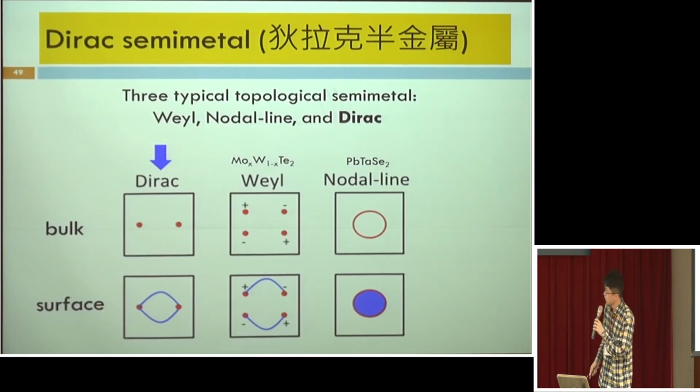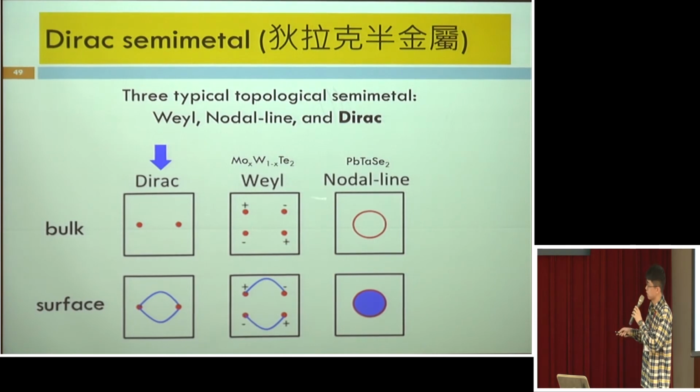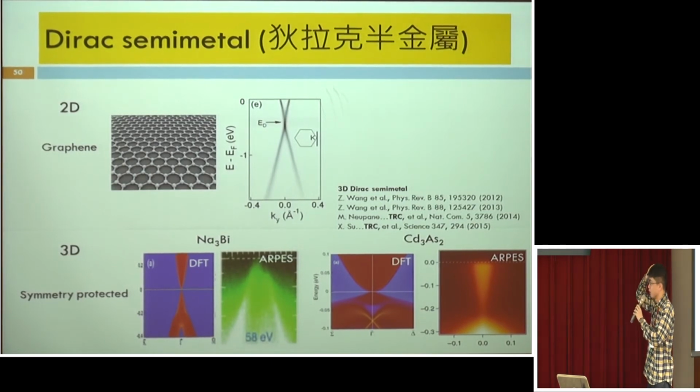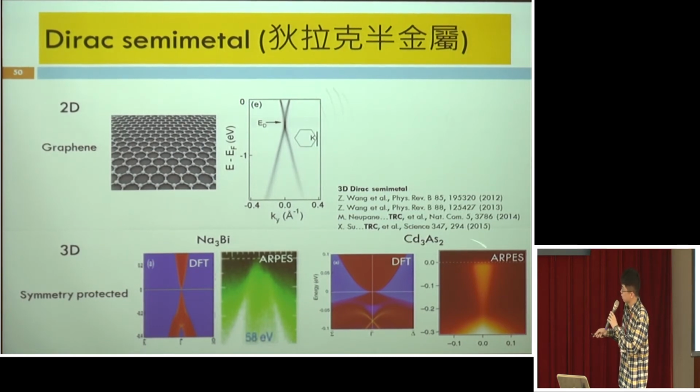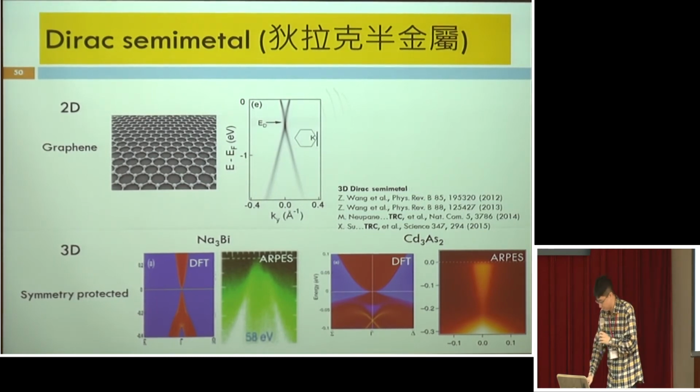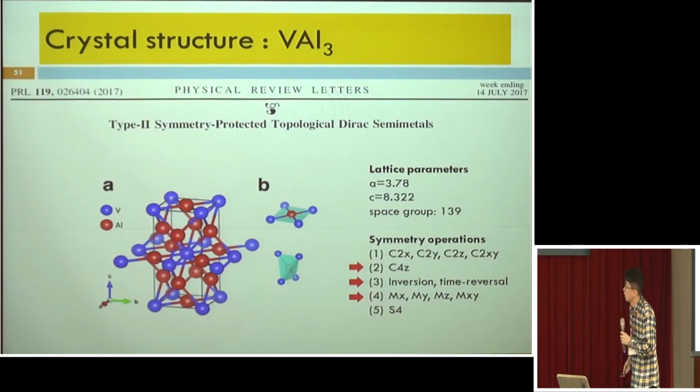We have discussed the Weyl and nodal line, so the final one is a Dirac semi-metal. Dirac semi-metals are very, very rare. Only Na3Bi and Cd3As2 have been demonstrated by experiments. We only have two materials. Here I predict, sorry, I forgot. Oh, here, the new compound.